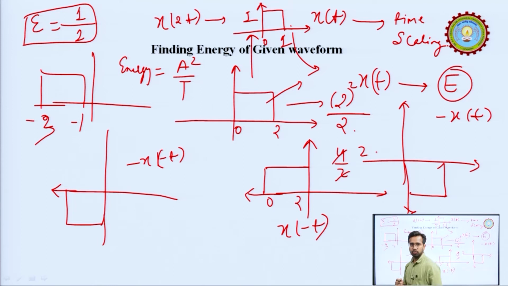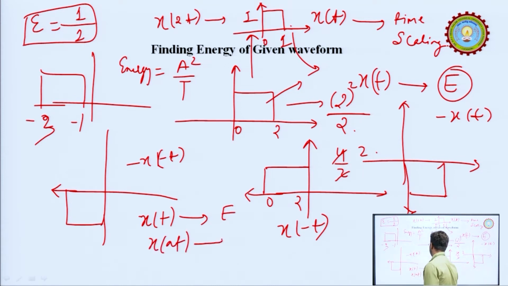So, we can only change the value of energy once we do what? Time scaling. And by what value will the energy change? We will see, if x(t) has energy E, then x(at) will have energy E upon a. Okay. So, by the value by which you do time scaling, your energy will be divided by the same number. Okay. This is energy calculation.